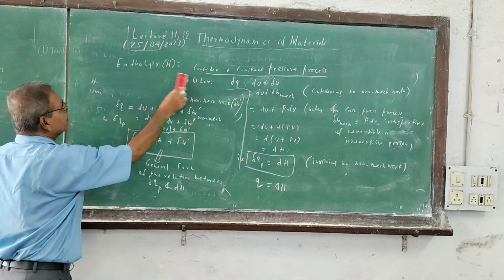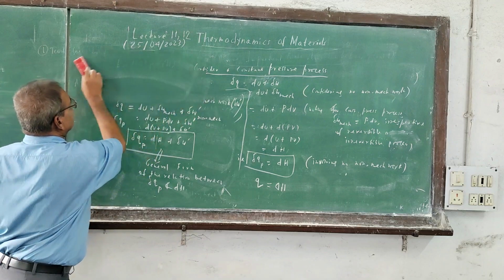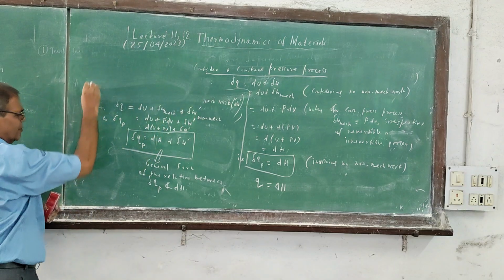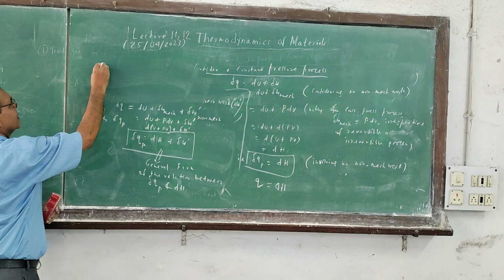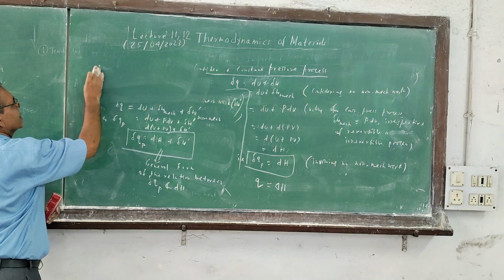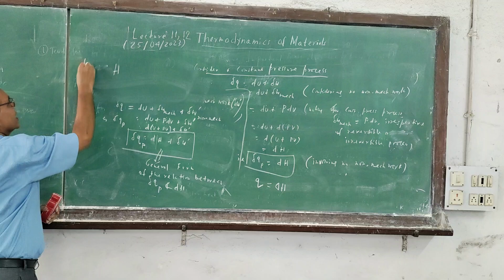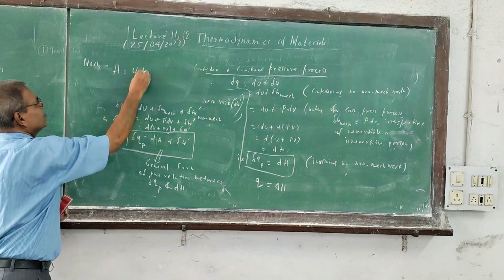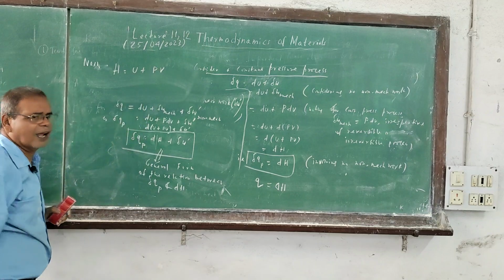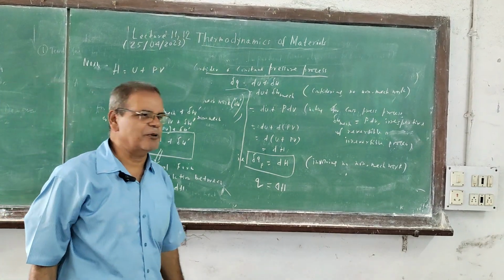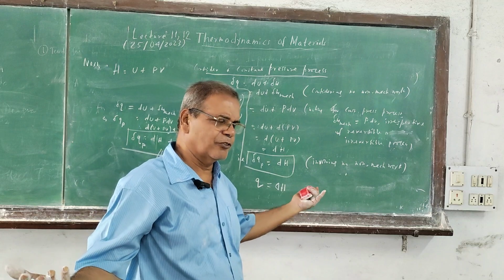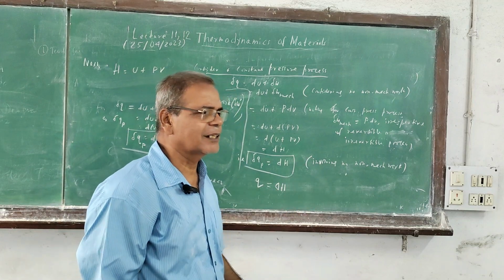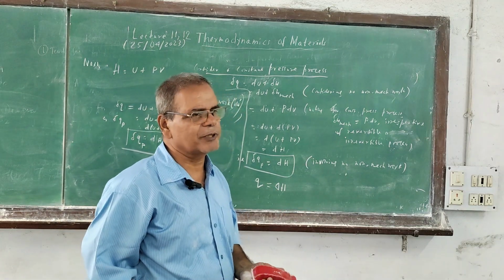I'll stop in 5 minutes. Now, what is H, sir? So start. H is what, sir? U plus PV. Happy? So this is absolute, not as a change. Absolute H. Enthalpy is what, sir? U plus PV.